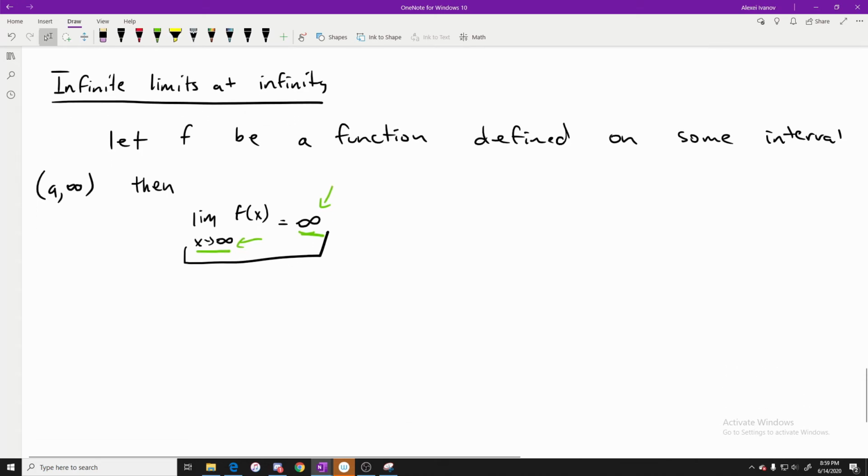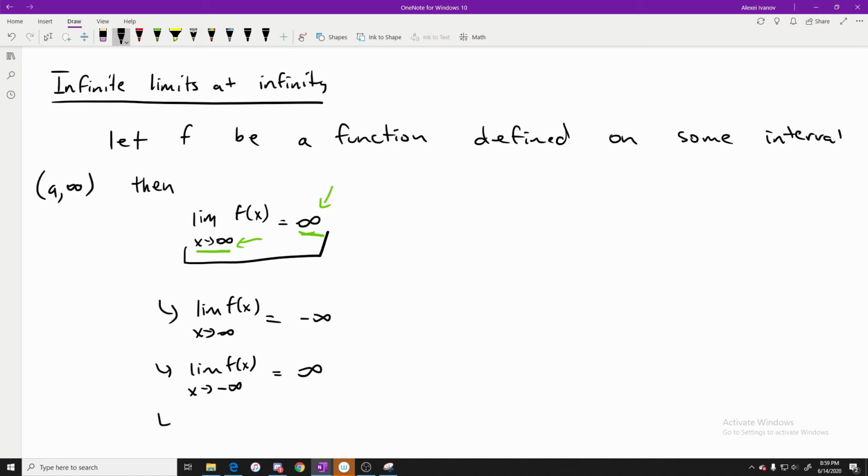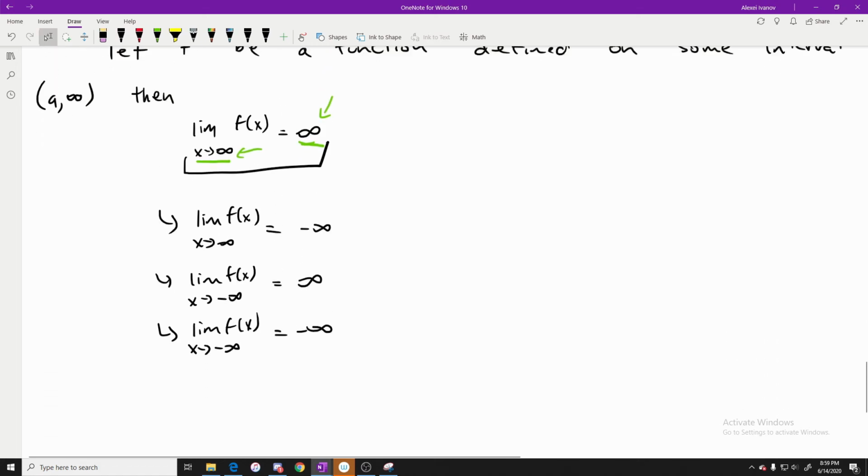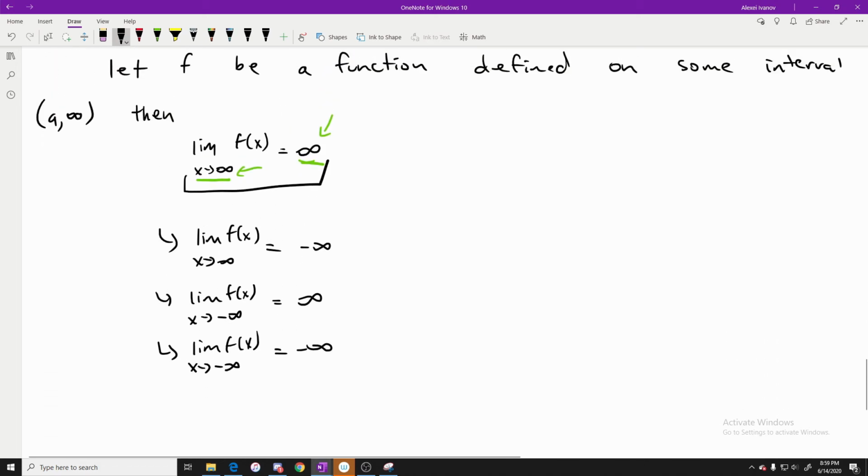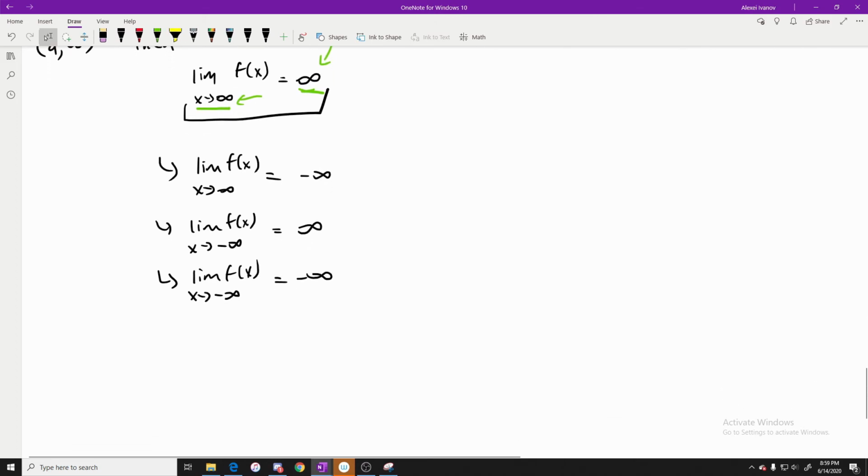This can be rewritten in a few different ways actually. So we can say that the limit of f of x as x approaches infinity equals negative infinity, or as you probably guessed it, the limit of f of x as x approaches negative infinity can be infinity. And the third way we can write this is the limit of f of x as x approaches negative infinity equals negative infinity. So these are the four ways to write these infinite limits at infinity, and I'll show you graphically what they all mean, but they're pretty straightforward if you understand what a limit is.